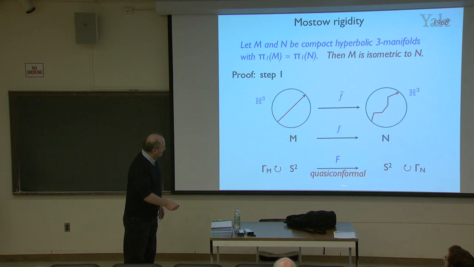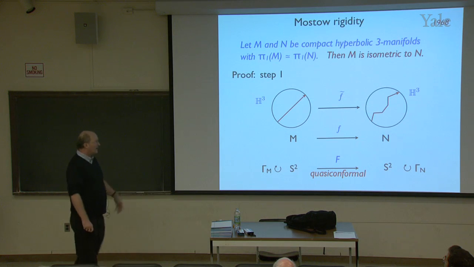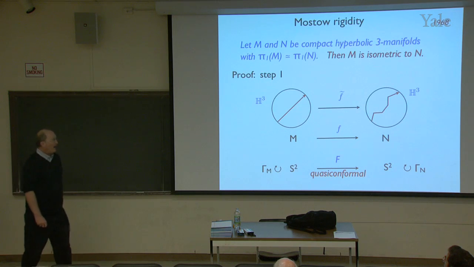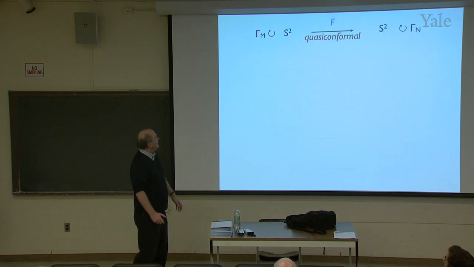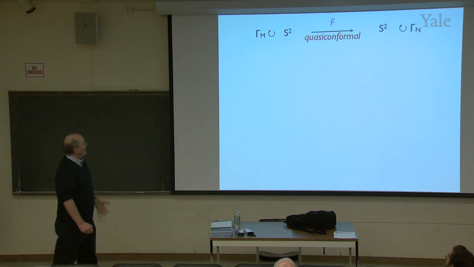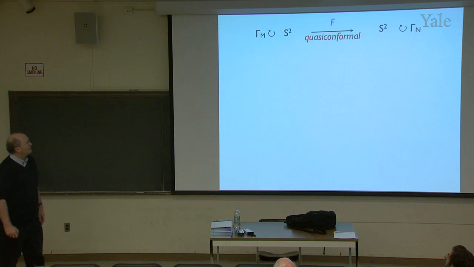And what you get sort of for free is that the boundary values are quasi-conformal. They're off by a bounded amount of distortion. That brings us to step 3. How can we analyze this quasi-conformal map?